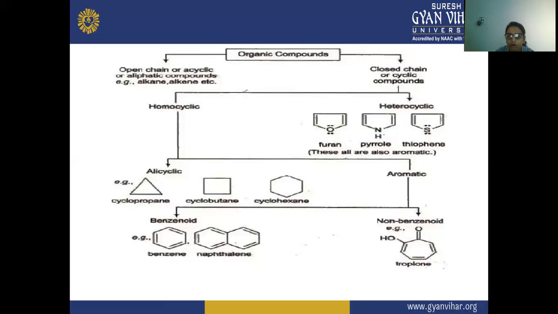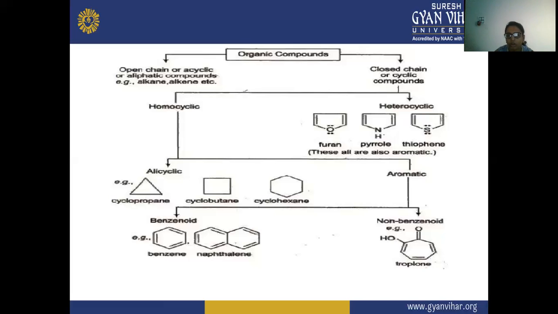The open chain are acyclic or aliphatic compounds. Aliphatic here means that they are containing both saturated as well as unsaturated compounds. Means the examples are your alkane, alkene, alkyne. So they are containing the open chain compound, means they are forming a chain. It does not depend if the chain is small or large. The open chain can be a large chain, or it can be a small chain.